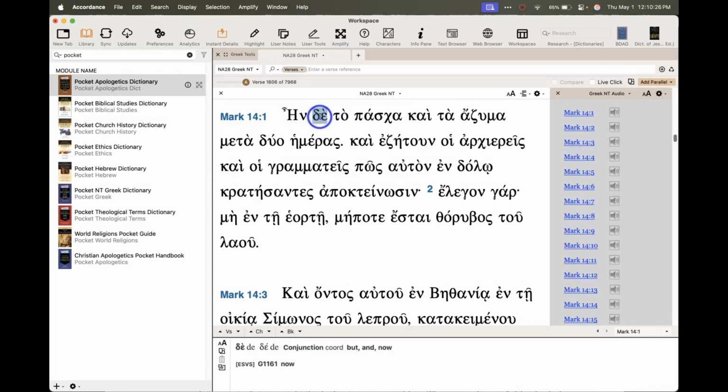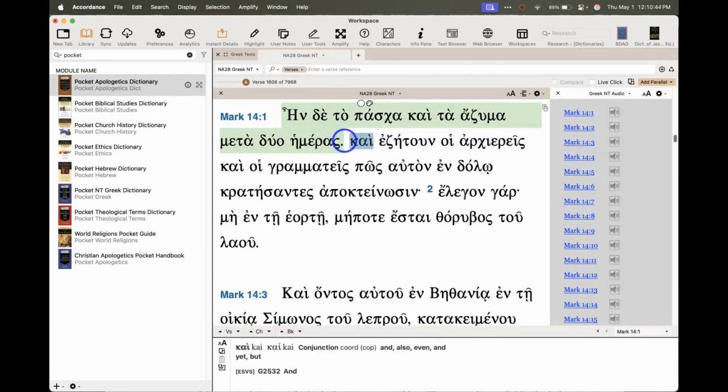So was now, so now was τὸ πάσχα, the Passover, καί, and τὰ ἄζυμα, the Feast of Unleavened Bread. We'll come back to that word. Μετὰ δύο ἡμέρας, after two days. So left to right, and left to right doesn't really work for a final translation, but left to right, you get something like, now was the Passover and the Feast of Unleavened Bread after two days. Now it was going to be that after two days. So in other words, this μετὰ δύο ἡμέρας is translated as after two days.